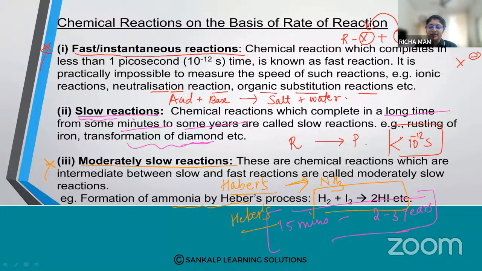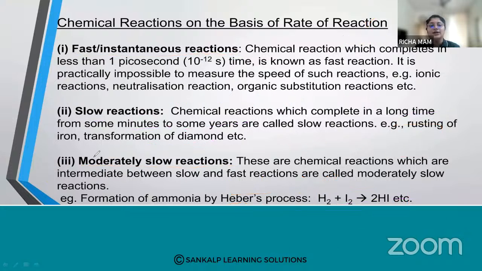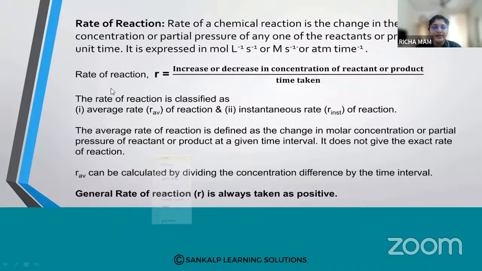Okay, let us go for the next one. So these are the three different types of reactions: fast or instantaneous reaction, slow reaction, and moderately slow reaction. Next we are going to study what is the rate of reaction.